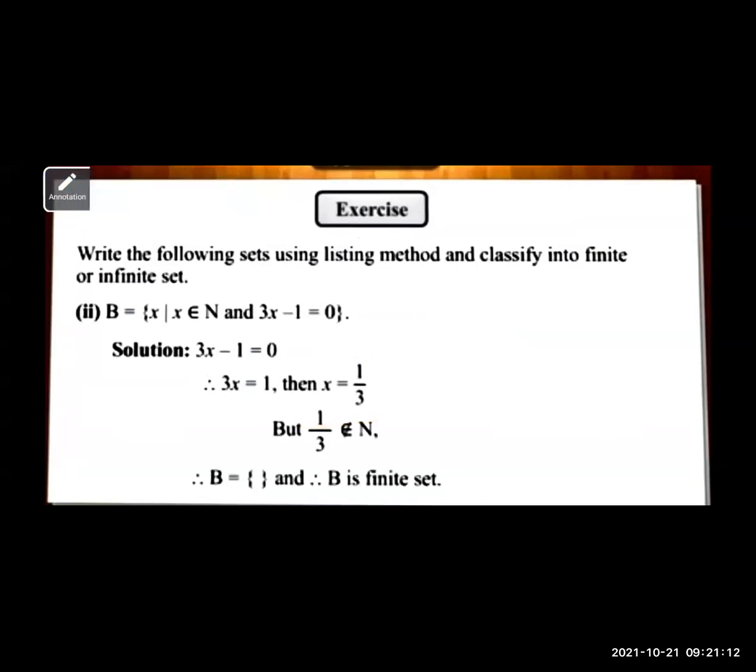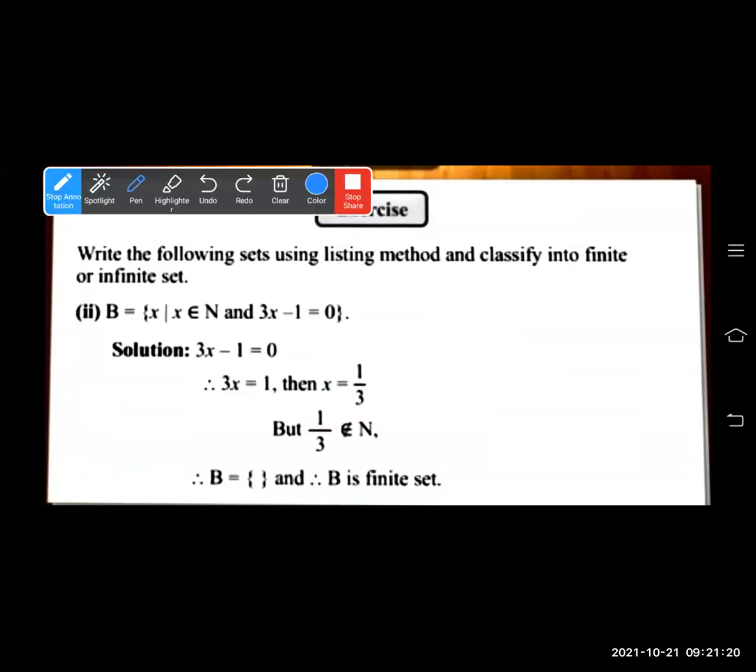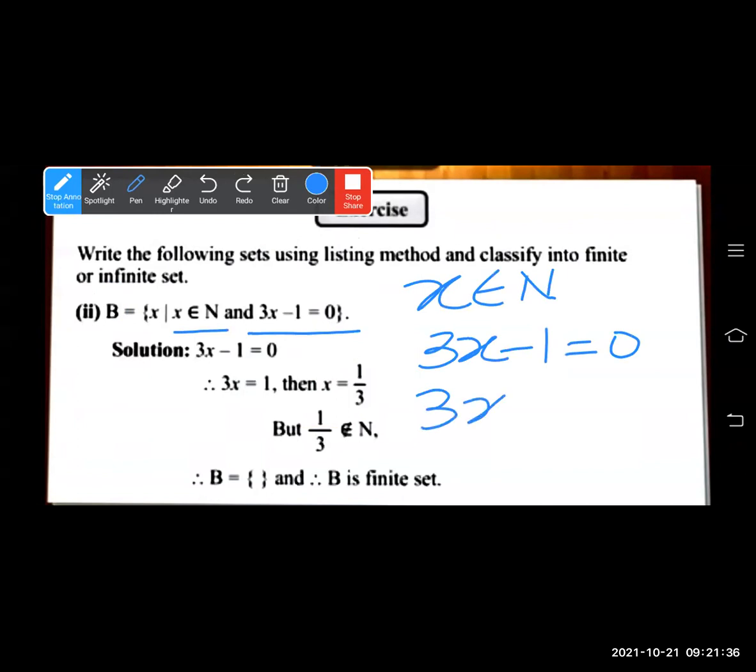Question number 2: B is equal to the set of all x such that x belongs to natural numbers and 3x minus 1 equals 0. Here, one equation is given and one condition is given. x is an element of natural numbers, but the condition is 3x minus 1 equals 0. So first we have to solve this equation. This is a linear equation in one variable. 3x is equal to 1. Therefore, x is equal to 1 upon 3.